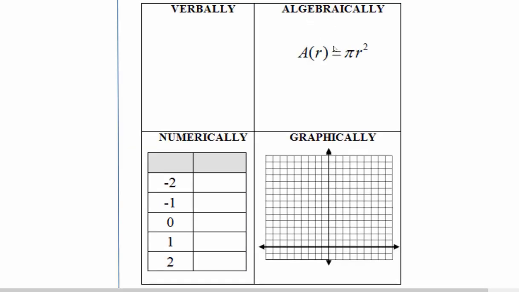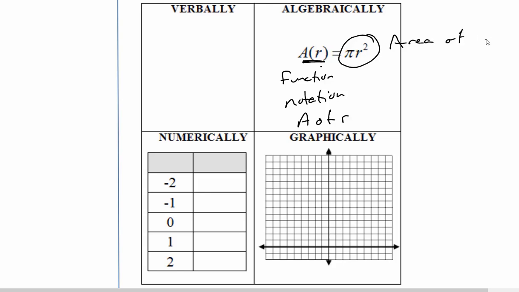Alrighty, in this case, we are only given the algebraic representation, and now we have to go find the other 3. Hopefully you remember that this is from Algebra 2. This is called function notation. We're going to talk more about that in the next couple problems as well. Function notation. This is read, remember, A of r. A of r is equal to pi r squared. Now, if you recall, pi r squared is the area of a circle. Okay, so now I want to write it verbally.